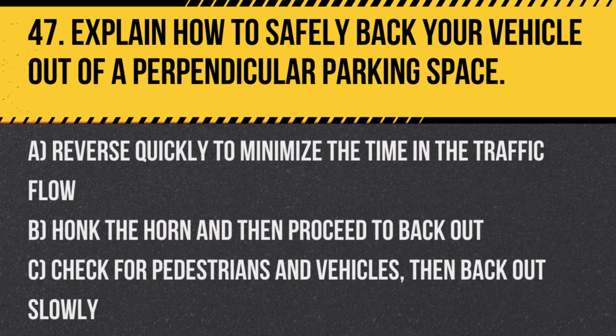Question 47. Explain how to safely back your vehicle out of a perpendicular parking space. A. Reverse quickly to minimize the time in the traffic flow. B. Honk the horn and then proceed to back out. C. Check for pedestrians and vehicles, then back out slowly. Answer: C. Check for pedestrians and vehicles, then back out slowly. Always be vigilant for all traffic to avoid collisions.